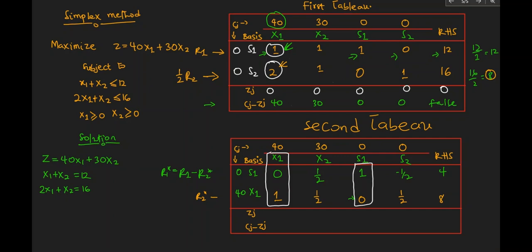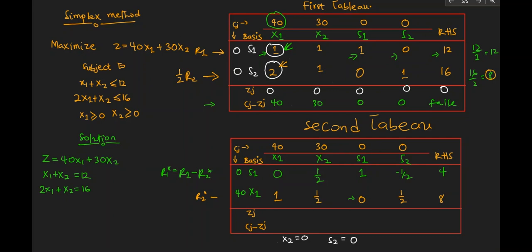Okay, and then x2 and s2, which do not have unit columns, are now the non-basic variables, right? So from this table we are going to say that x2 is equal to 0, right? So I'm going to say that x2 is equal to 0, and s2 is also equal to 0, because they are non-basic variables.